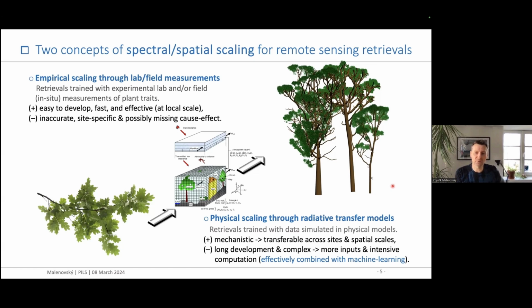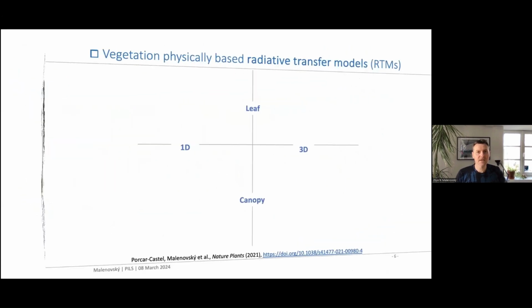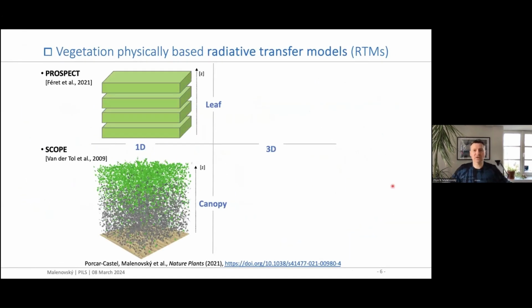inputs and intensive computation. Nevertheless, in recent times, they can be effectively combined with machine learning, which provides us for today, let's say, the middle way, the optimal way, so the combination of these physical and statistical approaches. Now, the radiative transfer models are around already for several years. I would say the development started with atmospheric radiative transfer modeling already in the 70s of last century.